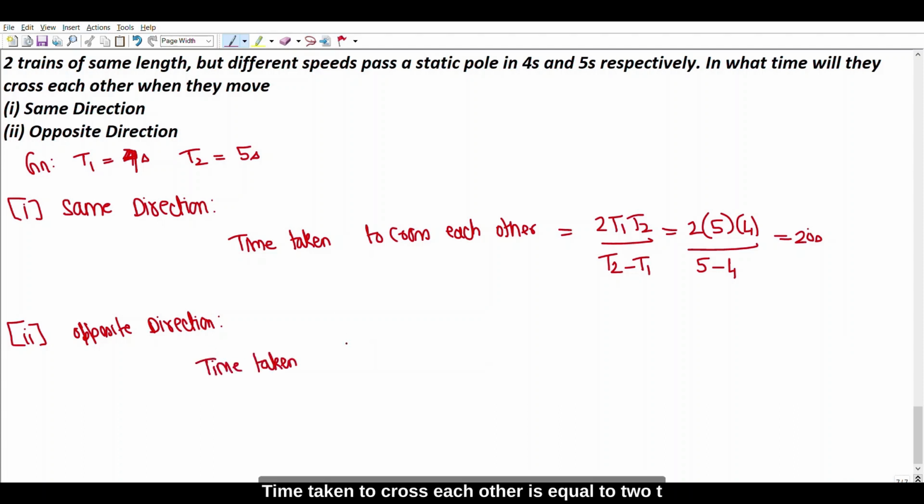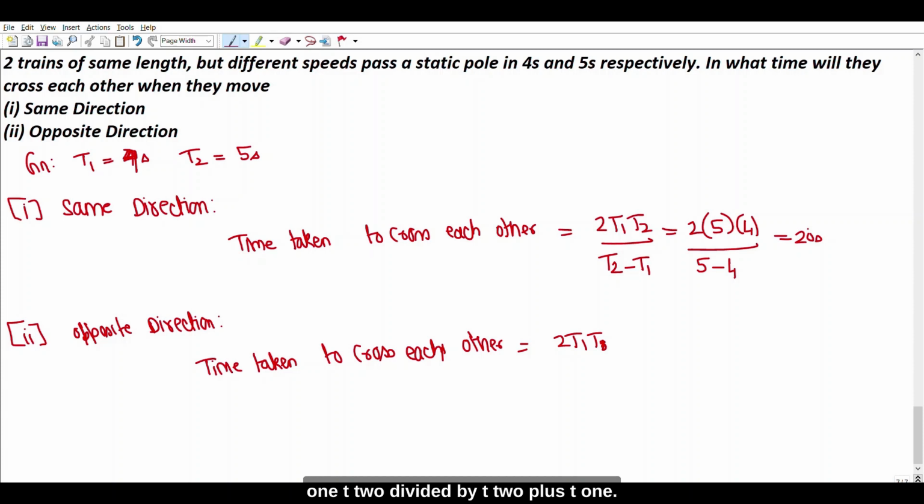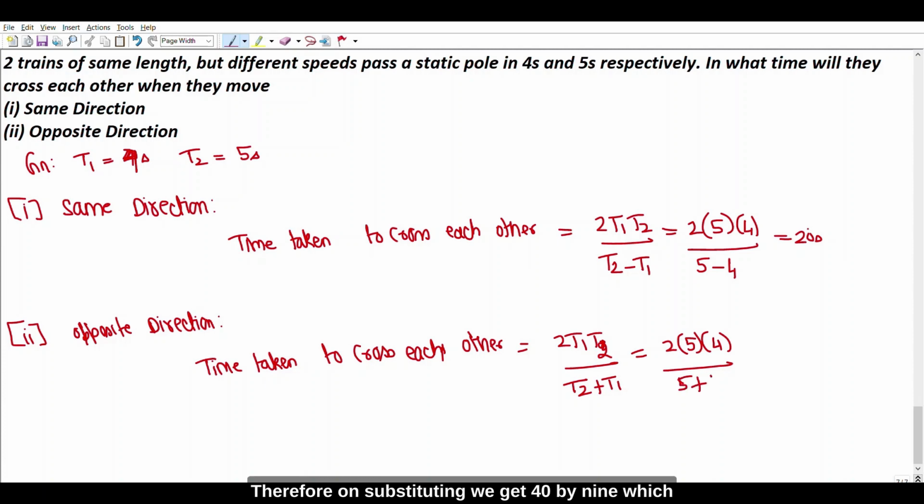Time taken to cross each other is equal to 2t1t2 divided by t2 plus t1. Since they move in opposite directions, time gets added. Therefore, on substituting, we get 40 by 9, which is equal to 4 by 9 seconds. Thus, we found out the time taken by the trains to cross each other in the same direction and the time taken by the trains to cross each other in the opposite direction.